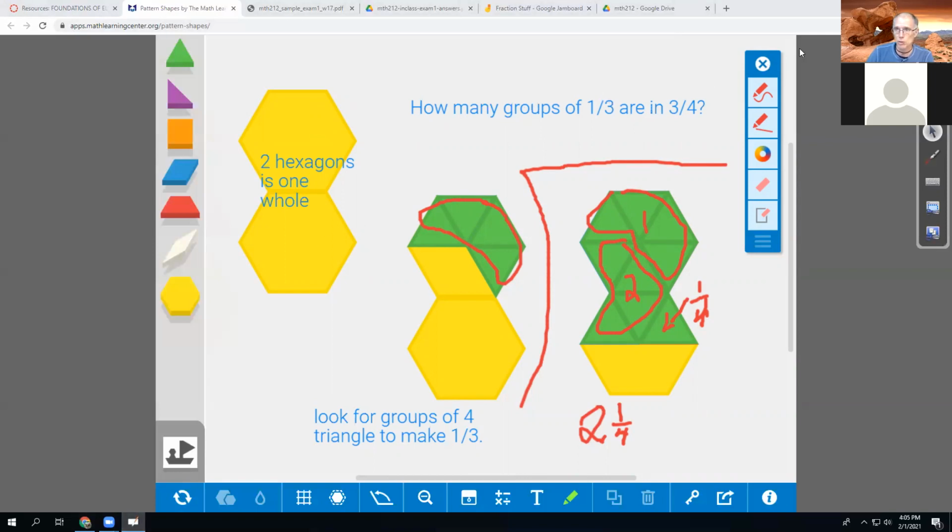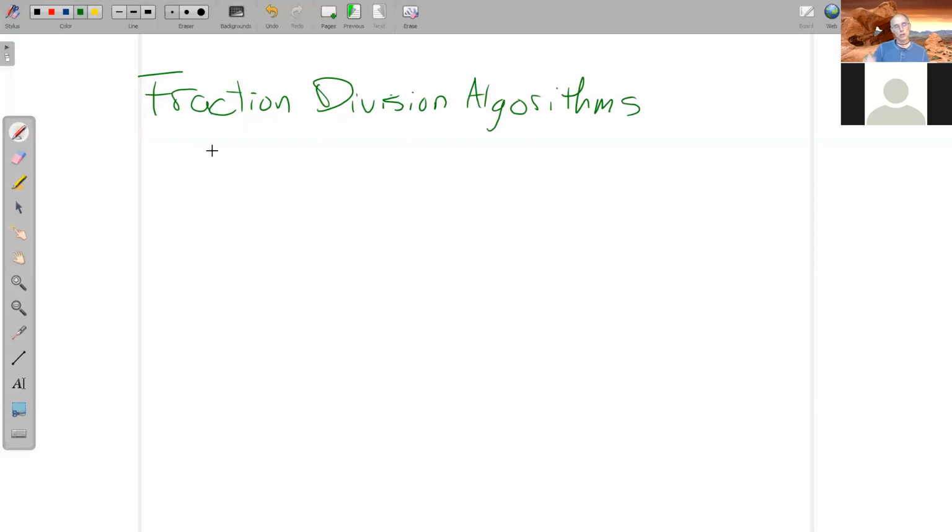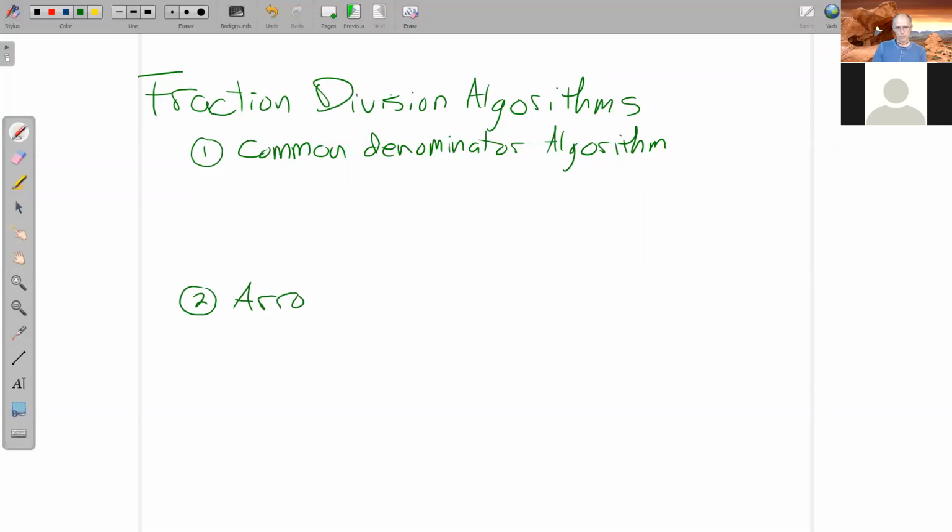Eventually, we've got a couple of algorithms, so I might as well go over those before I split you guys up again. Here's my drawing pad, there it is. So fraction algorithms, there's 2 of them basically. Fraction division algorithms, that is. So the one I mentioned the other day, based on the drawings that I was doing, is the common denominator version, which is an unusual method, but it works. So there's a common denominator algorithm. And actually, I guess there's 3. There's an arrow algorithm. And then 3, there's the multiply by the reciprocal algorithm.